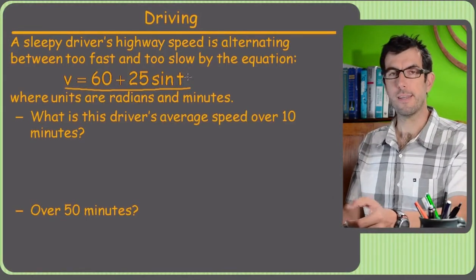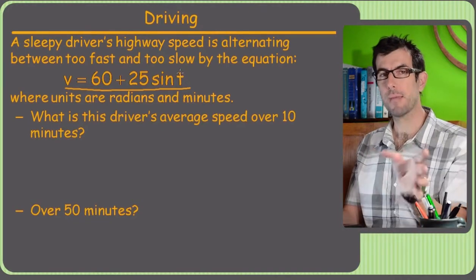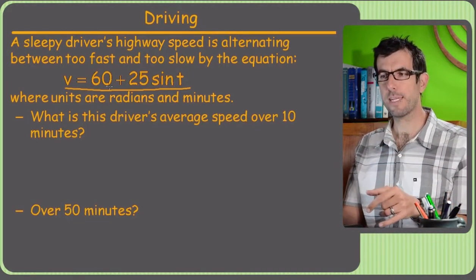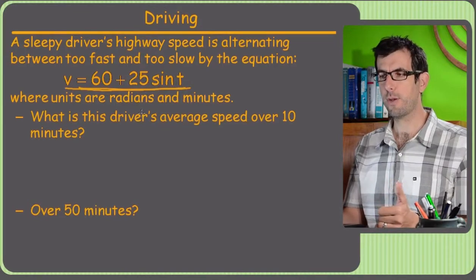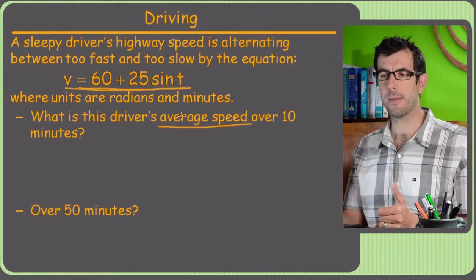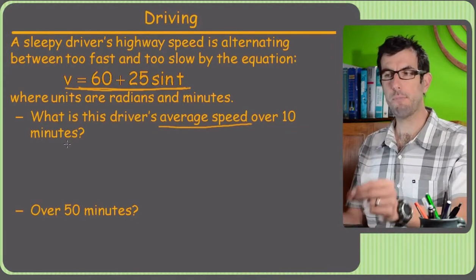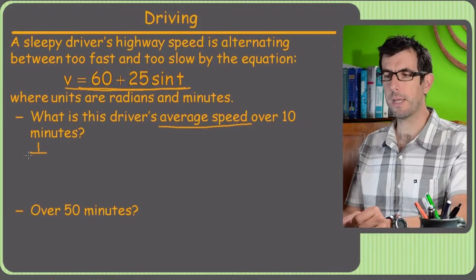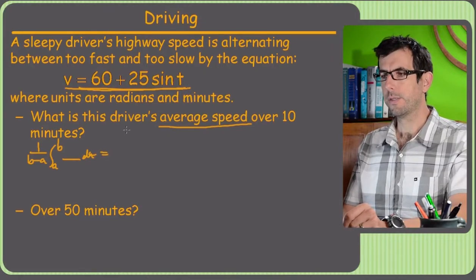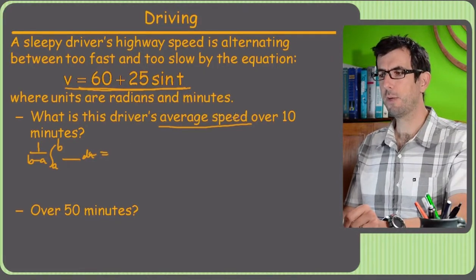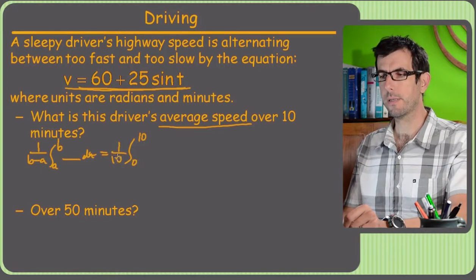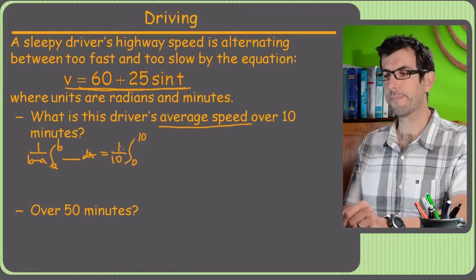But the point is, all these word problems do is come up with some silly scenario that allows them to write down a function. Then you just want to know the average speed. All you need to see is the word average, and then bingo, you're plugging into the equation: 1 over b minus a times the integral from a to b of the function dt. In this case, we've got speed over 10 minutes, so we're integrating from 0 to 10, which means the coefficient out front is 1 over 10.